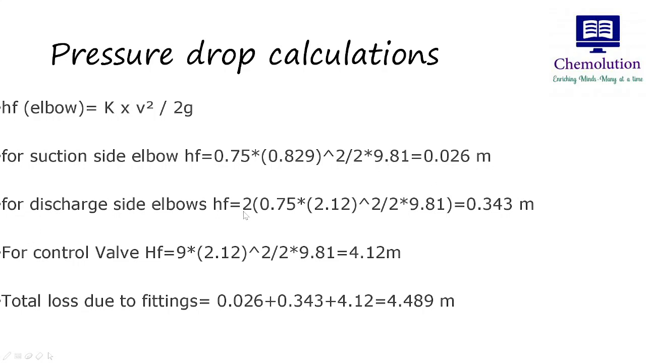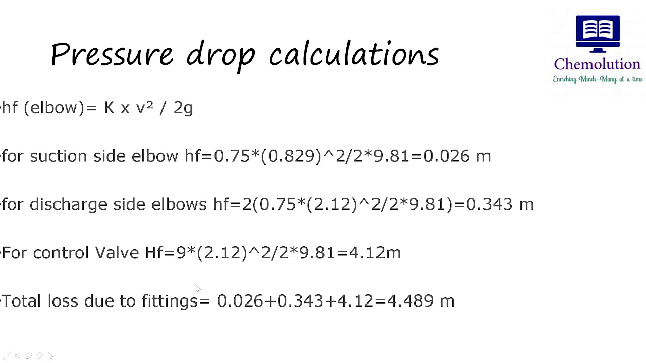For discharge side elbow, you have two elbows in the discharge piping. You will consider 0.75. Now this velocity is 2.12 because it is a discharge side velocity squared. So this velocity is squared divided by 2 into acceleration due to gravity. This comes out to be 0.343 meter. For control valve, K value is 9. Velocity as it is in discharge piping, discharge side velocity squared divided by 2 into gravity, 4.12.